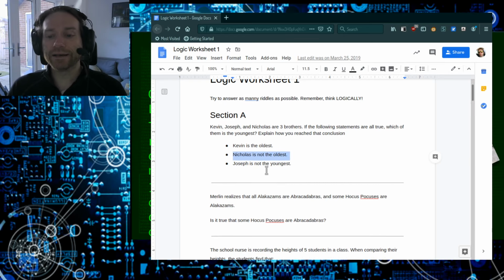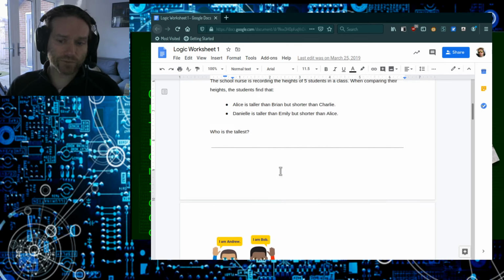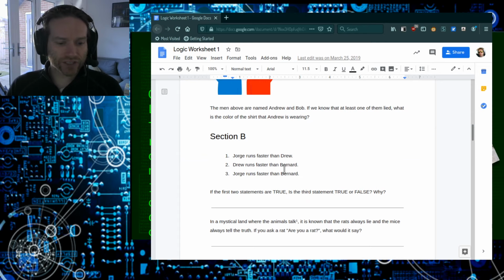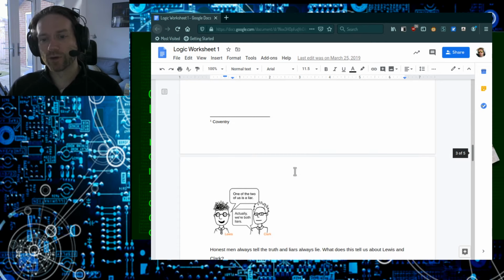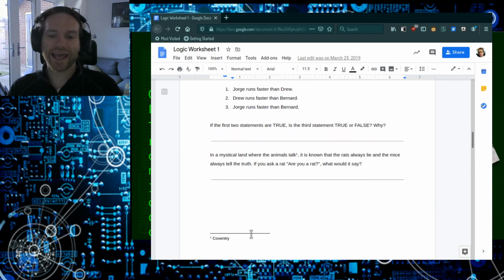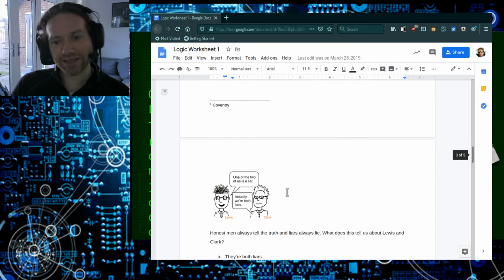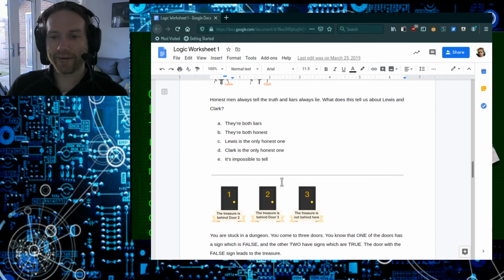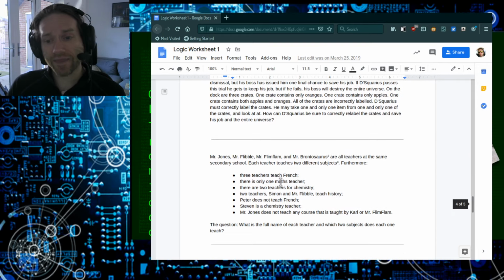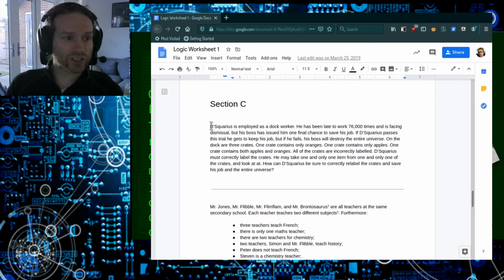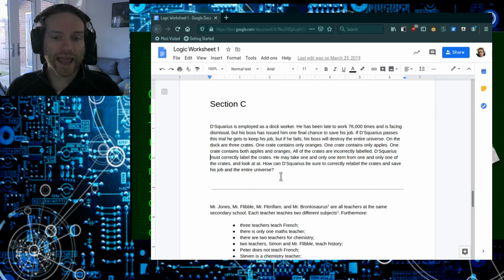Okay, so section A should be fairly straightforward. Section B, a little bit more challenging. I've tried to add a couple of jokes in there to make you smile. Have a go at that. Section C, the first question in section C is actually from an A-level exam paper. So see how well you did. Obviously, I've adjusted it slightly.